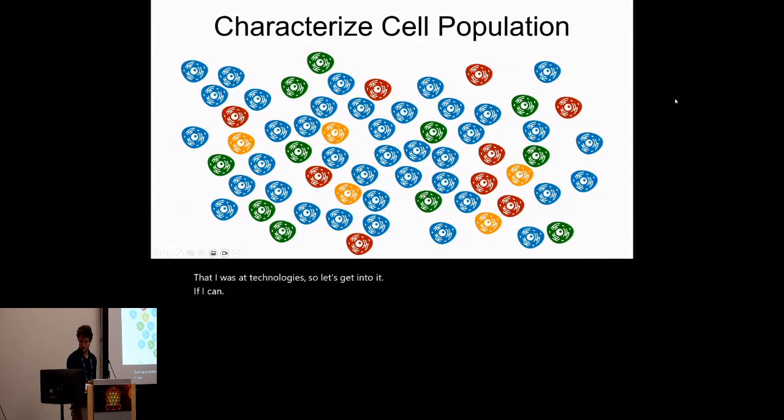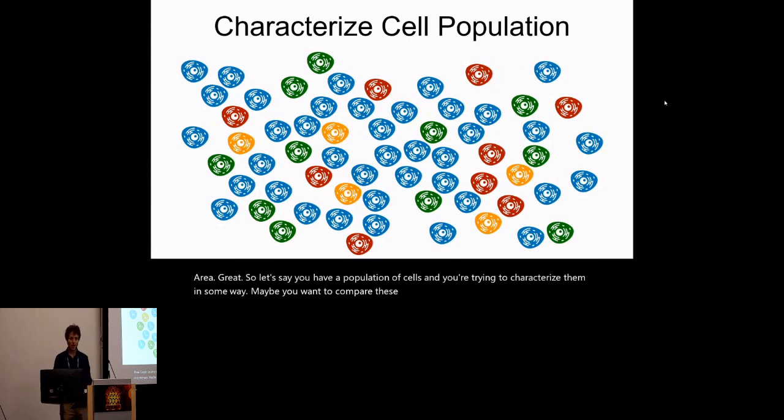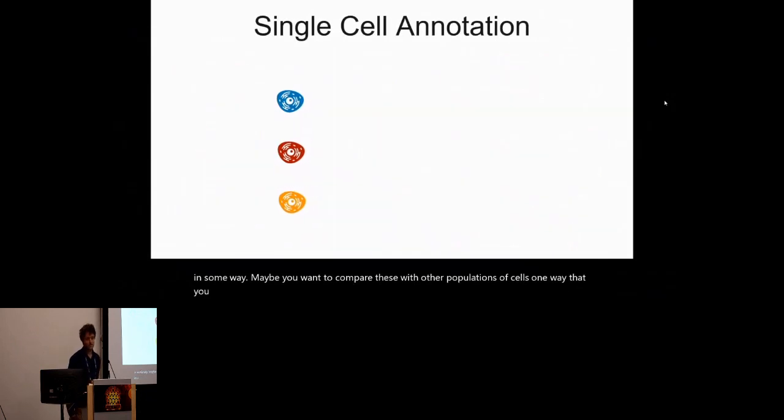So let's say you have a population of cells and you're trying to characterize them in some way. Maybe you want to compare these with other populations of cells. One way that you can do this is to do single cell annotation. There's a broad category of techniques that involve looking at each individual cell and recording some attribute of that cell.